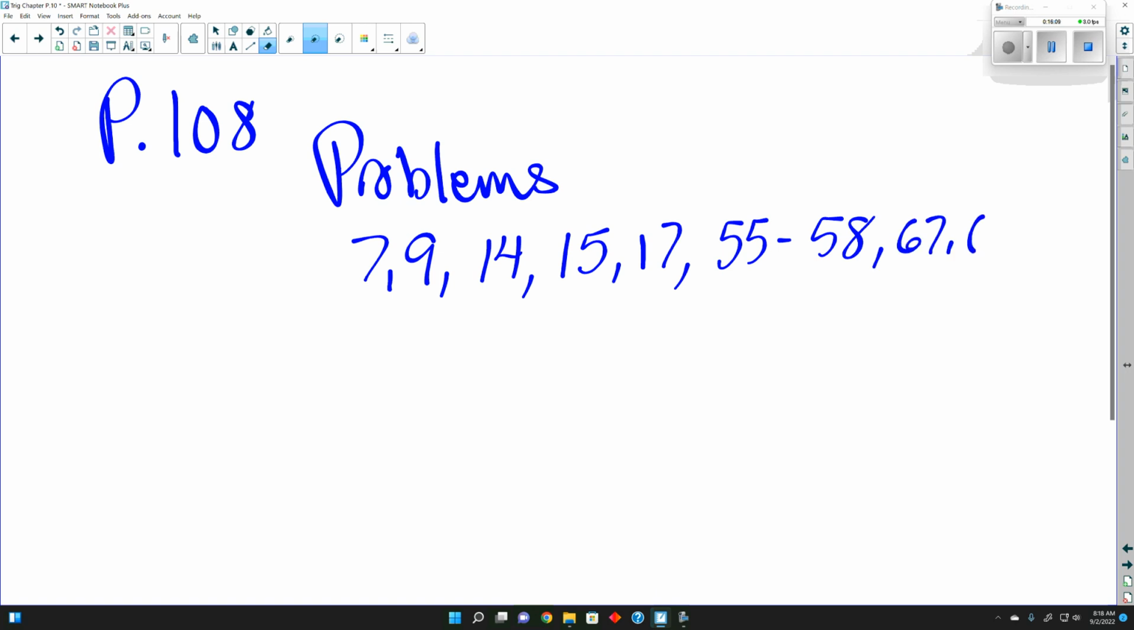And lastly, 67 and 69. Again, just verifying that it does have an inverse. And that's it. And that is the end of chapter P.